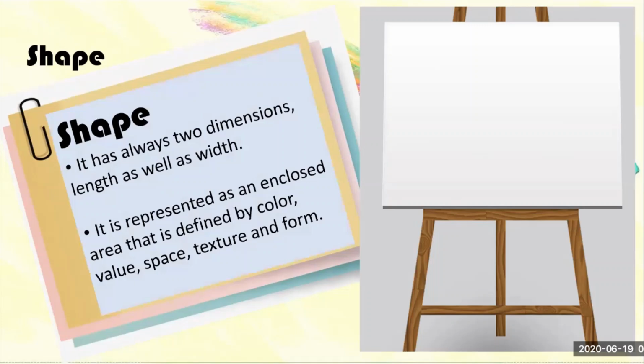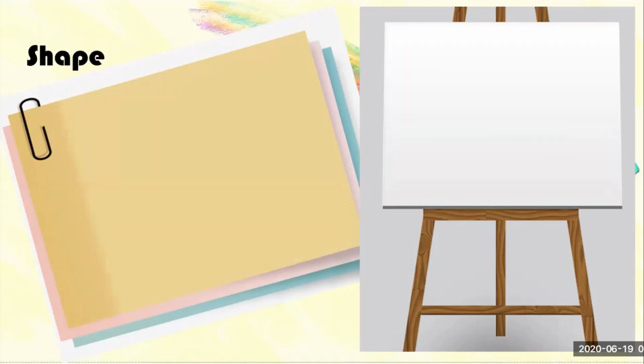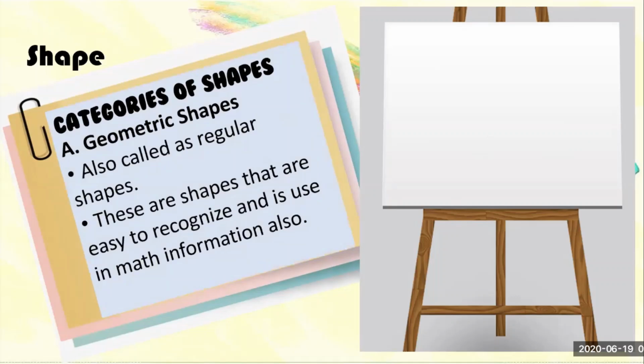Shape. It always has 2 dimensions, length as well as width. It is represented as an enclosed area that is defined by color, value, space, texture, and form. When lines form together, they make flat shapes. Categories of shapes. Geometric shapes, also called regular shapes. These are shapes that are easy to recognize and are also used in math information.